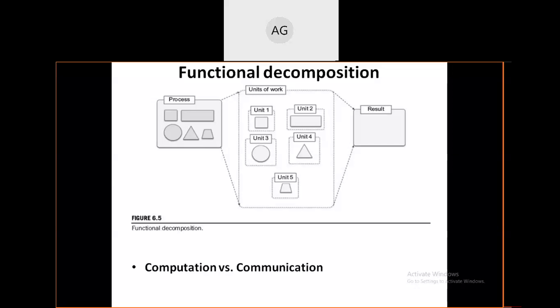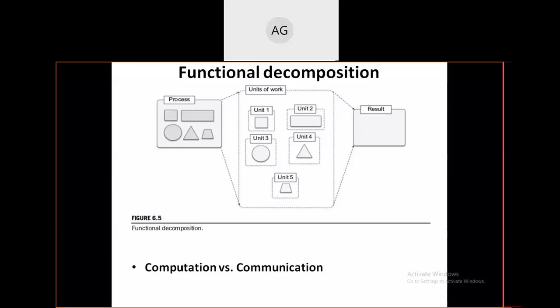Then I'm applying the functional decomposition, that is, the natural decomposition. After applying it, all the processes will automatically be separated into units of work. After separating the units of work, after applying only the decomposition, it will be separated. After separating, all the units of work will be sent to the result.